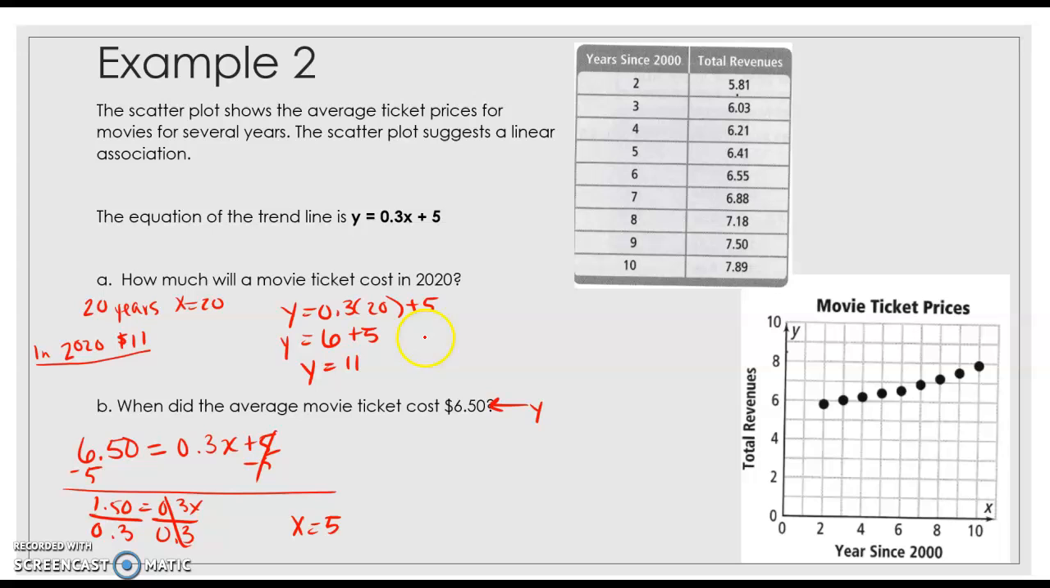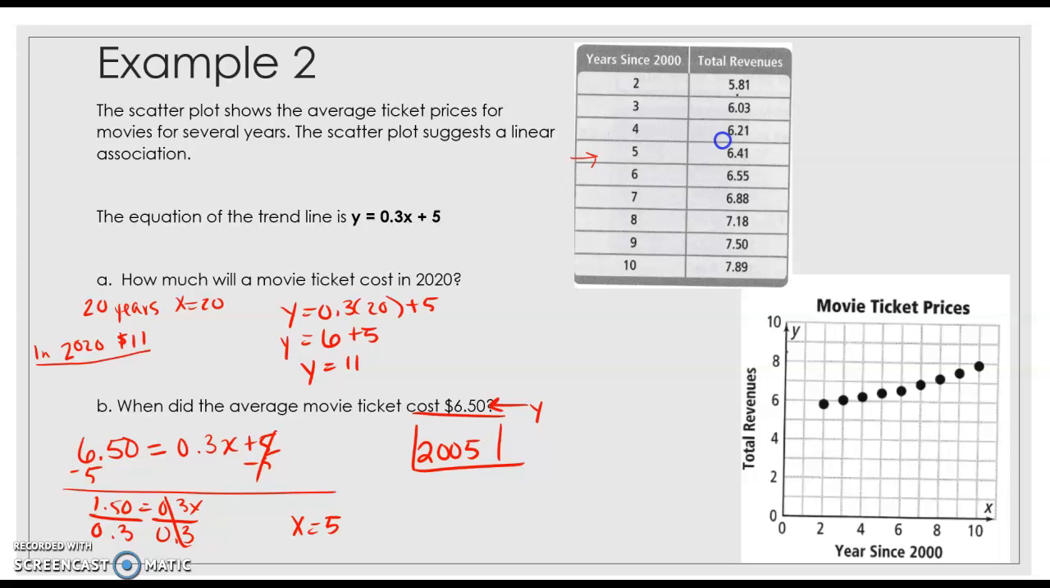And so that's 5 years since 2000. So in 2005 is when we would expect the cost to be $6.50 per movie ticket. If we wanted to check the actual, it was averaging about $6.41. So not terribly far off, because that's 9 cents away. But again, with our trend lines, it's an estimation.